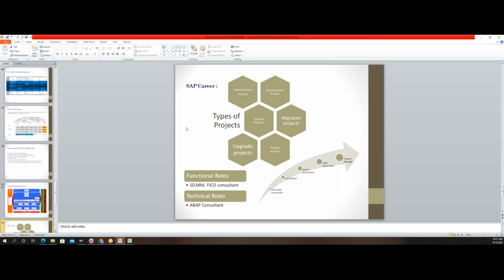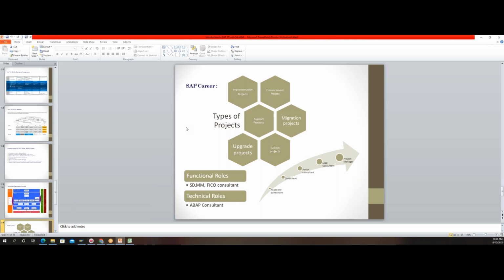Now after implementation, post implementation, you need support for this product, so you get into a support project. In this process you will also come across new business processes being introduced. If you want to implement that business process into SAP, you call it an enhancement project. The new concepts and new business processes you are adding into the already running SAP product, you call it an enhancement.